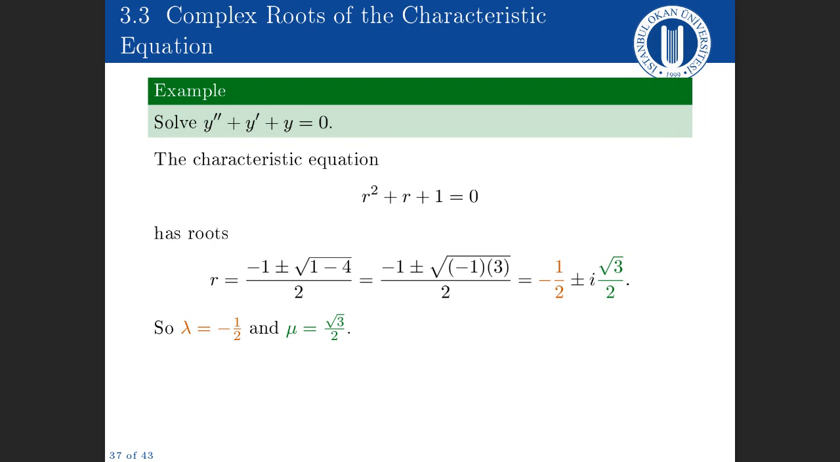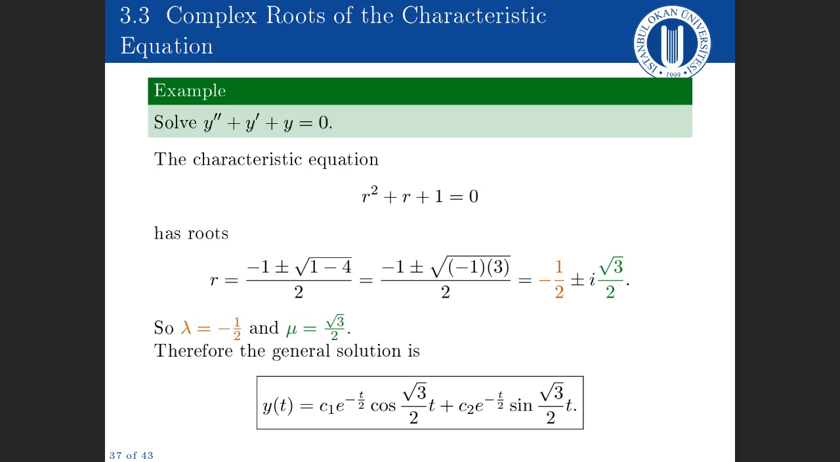And as soon as we know lambda and mu, we can write down the general solution to the differential equation, because it always looks like this. It's always a constant, e to the power lambda t cos mu t, plus a constant, e to the power lambda t sine mu t. Put the numbers in and we find that this is the solution. And that's it. That's all we have to do. It's one slide to find the solution to this differential equation.